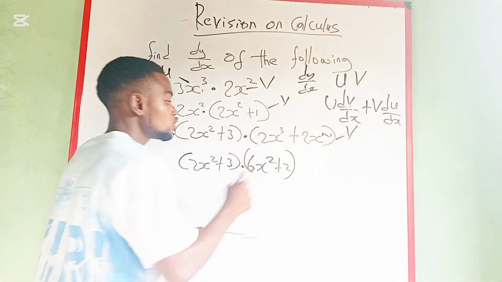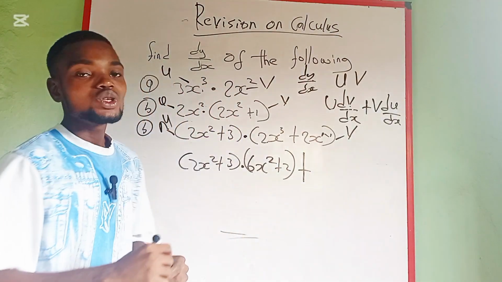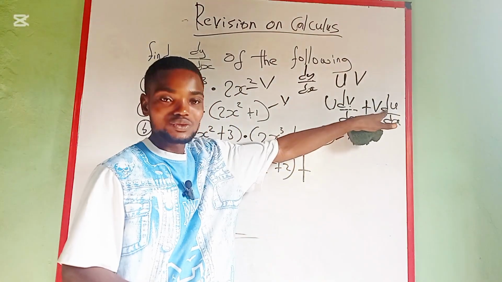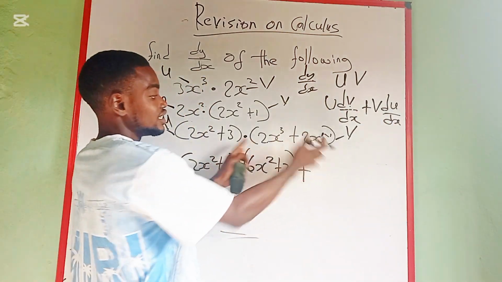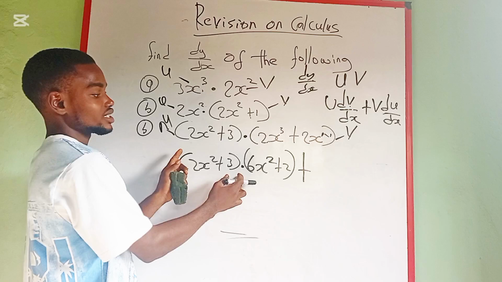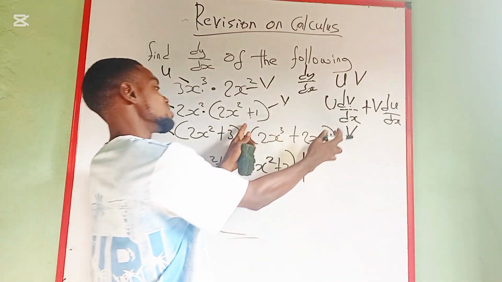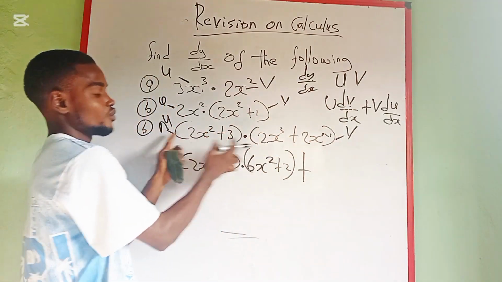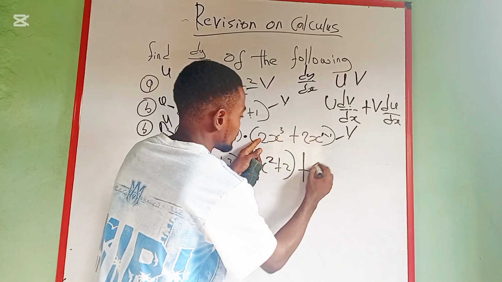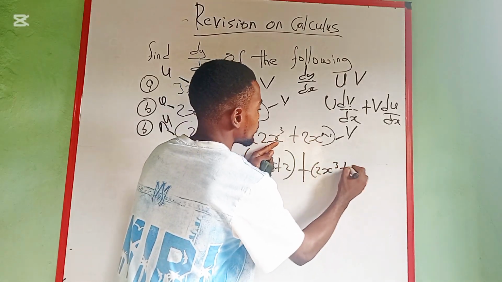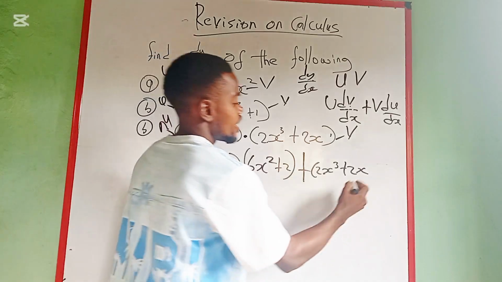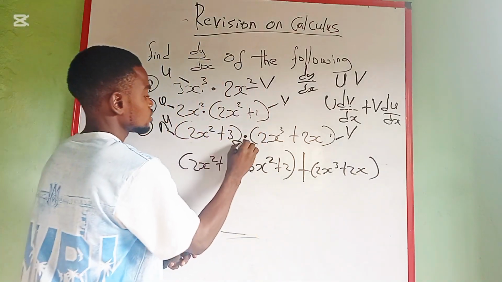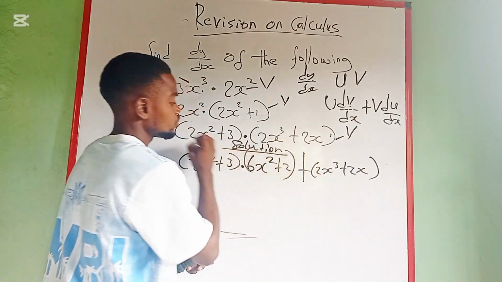But that is not all. We are going to add it with this other part. The first one we bring down U and differentiate V. Now this other one we're going to bring down V and differentiate U. So bring down V, which is bracket 2s cubed plus 2s squared, plus 2s, and then this solution will not confuse you.